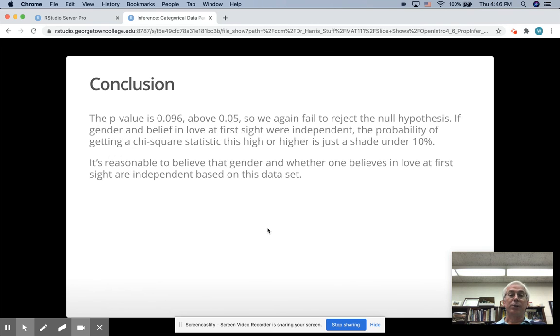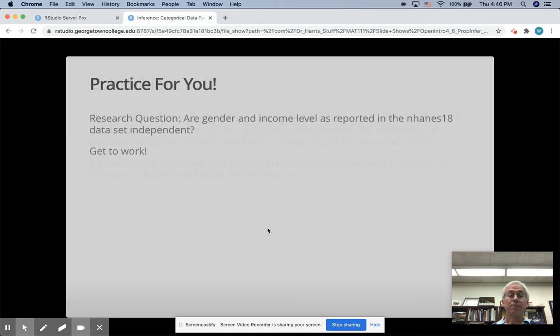If there is no relationship between belief in love at first sight and gender, the probability of getting a chi-square statistic this high or higher is just under 9%. And so we fail to reject the null hypothesis one more time, and we would say that we have no evidence of a relationship between these two variables. You could use chisq.testGC on this as well to compare. I would invite you to do that and see that it does confirm the work that we did earlier.